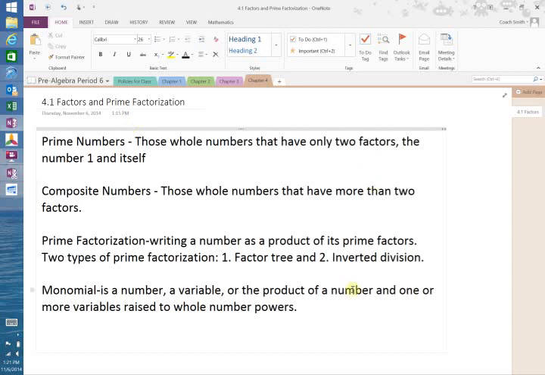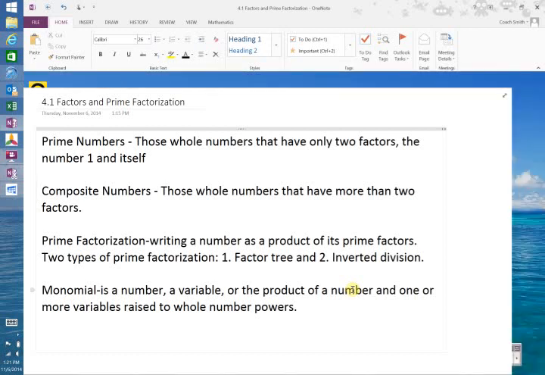Want to get those definitions out of the way so we can hit the ground running here. Some of this should be review. Obviously, we've had these before. It's not the first time that we've talked about these things.